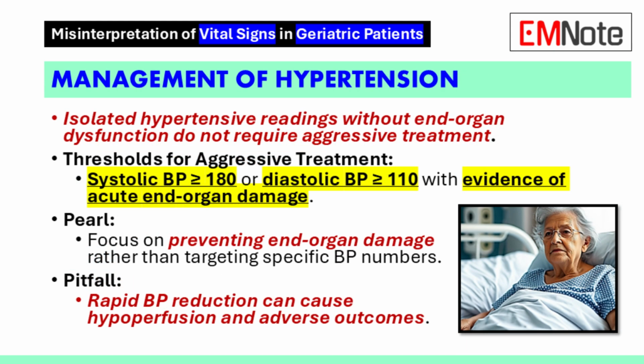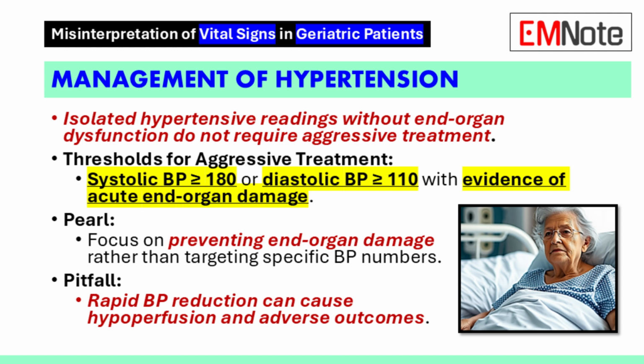Management of hypertension. Isolated hypertensive readings without end organ dysfunction, for example, stroke, myocardial infarction, acute kidney injury, do not require aggressive treatment in the emergency setting. Rapidly lowering blood pressure in these situations can lead to hypoperfusion and adverse outcomes.